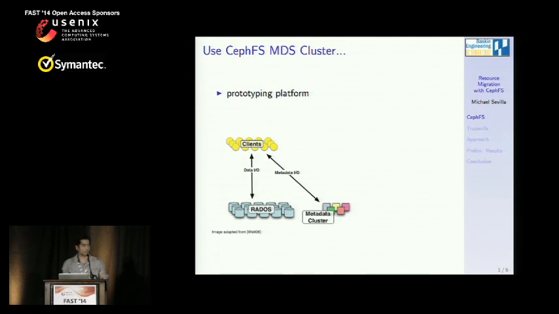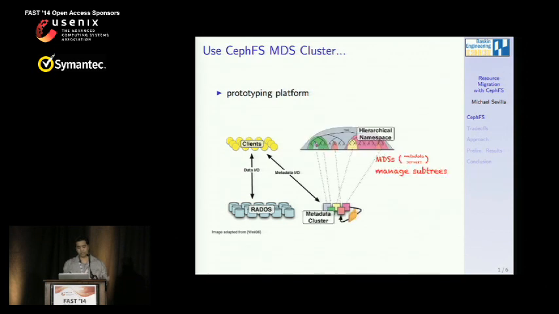So Ceph stripes and replicates data across a reliable object store called Rados. Cephfs is the POSIX-compliant file system that uses Rados. It decouples metadata and data I/O, so all metadata operations go to a separate metadata cluster, which you see in the bottom right. This metadata cluster exposes a hierarchical namespace to the user using a technique called dynamic subtree partitioning. In this scheme, MDSs, or metadata servers, manage subtrees in the namespace. So in this example, this yellow MDS is handling this yellow subtree.